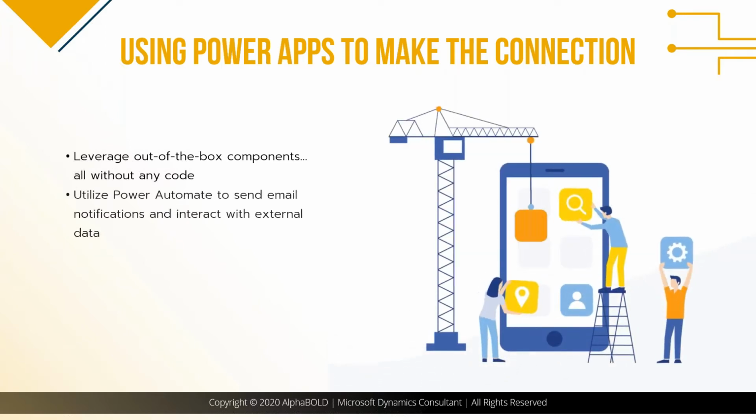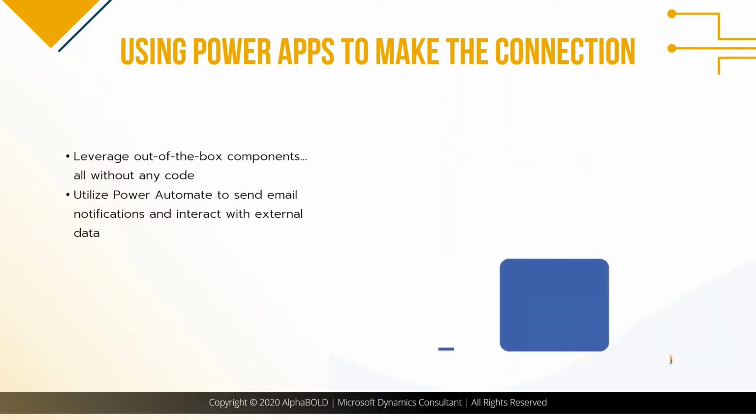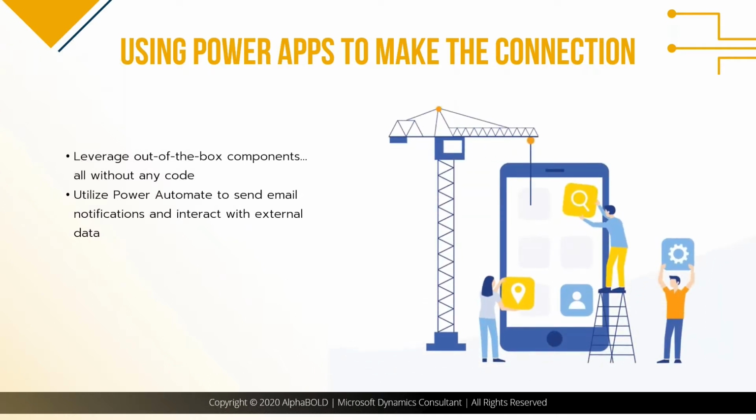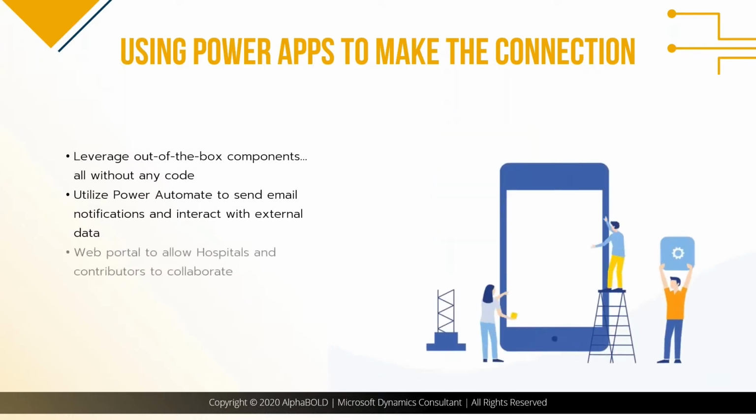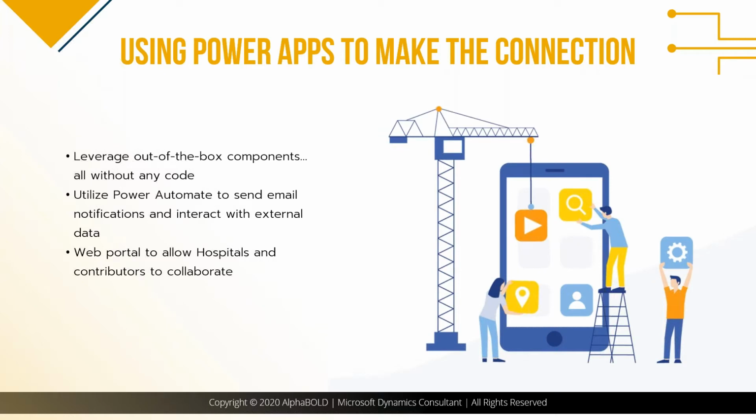As part of the equation, we're going to utilize Power Automate, which is part of the Power Apps platform. We're going to send email notifications when requests come in. We're also going to interact with some external data to bring data into our system. And finally, using simple tools, we'll create a web portal built on top of our application to allow hospitals and contributors to make and fulfill those part requests.